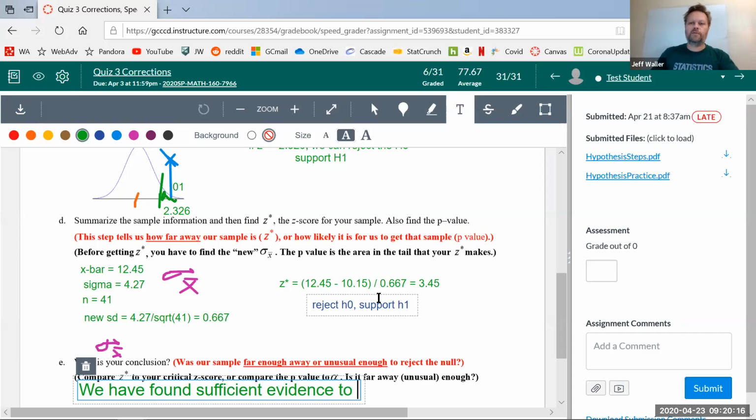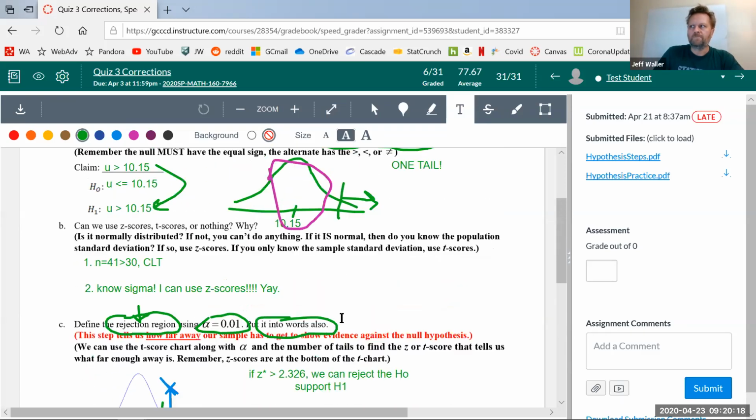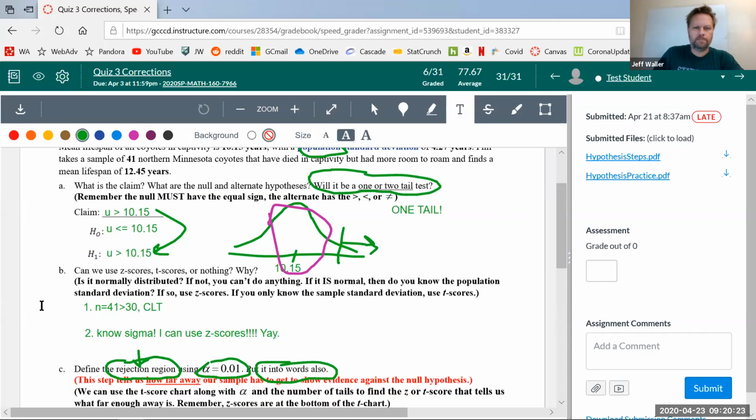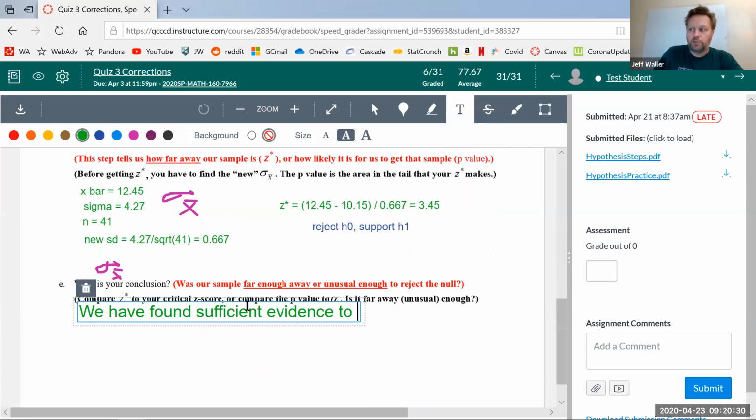Which one of those was the claim? Was it the H0 or the H1? We put the claim into H1. So how do I want to word my conclusion? Probably based on what the claim is. If somebody says, can you test this claim for me, I have to come back to them with what I found about their claim. So the conclusion: we have found sufficient evidence to support the claim, because the claim is H1.